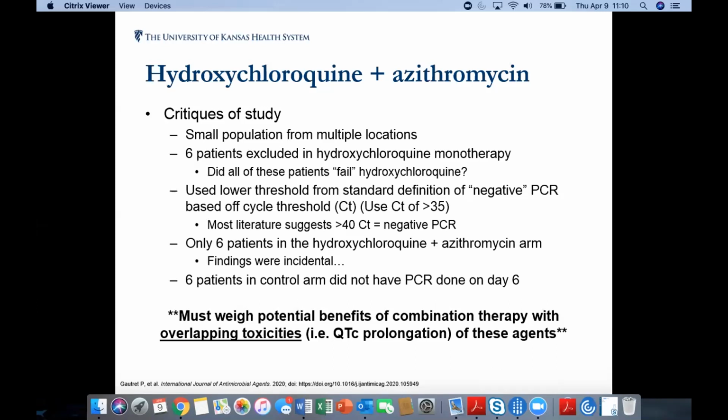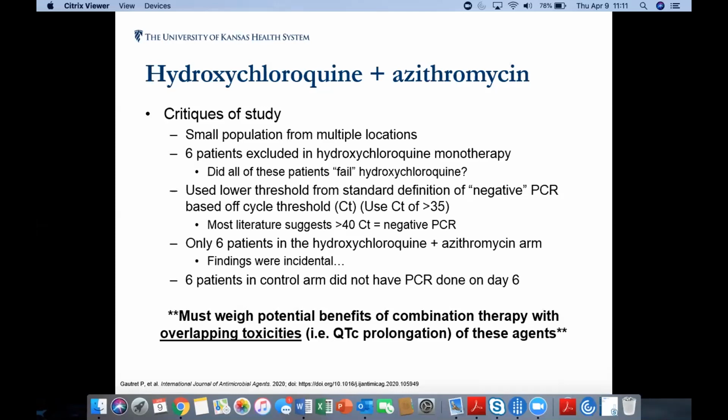Additionally, there were only 6 patients in the hydroxychloroquine and azithromycin arm, so a very small number. Additionally, the findings were completely incidental. So there was no hypothesis or theory going into this that patients that were receiving hydroxychloroquine and azithromycin combination were going to have a faster rate of viral clearance. The reason that patients received azithromycin was just because they were receiving atypical coverage for CAP. And so there was really no rationale as to why we could potentially see a faster rate of viral clearance in these patients.